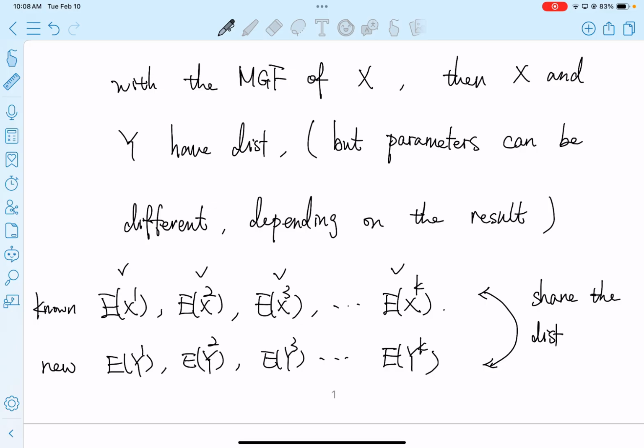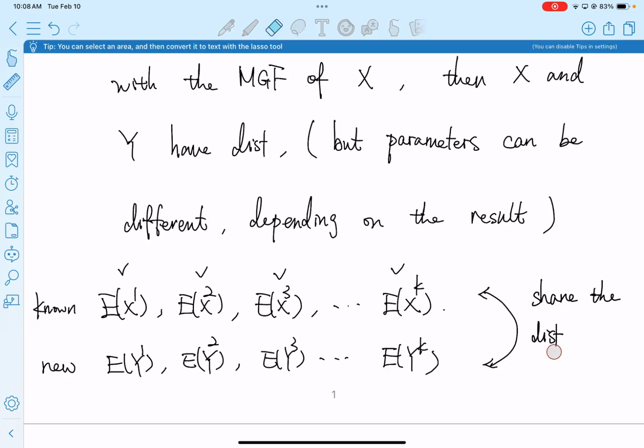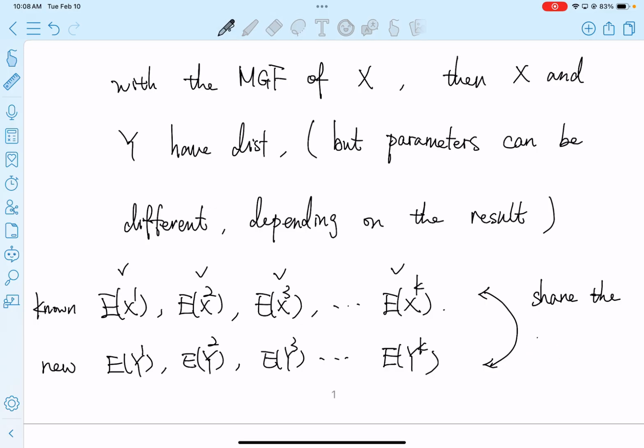They share the same distribution. So that is the underlying reason to claim that if you know the moment generating function for y, and it looks the same as the moment generating function of x, then you are essentially matching all the moments for the new random variable, so the new random variable should also share the same distribution. That is the underlying idea for the uniqueness theorem.